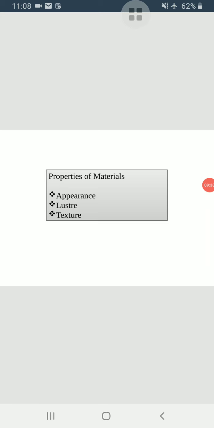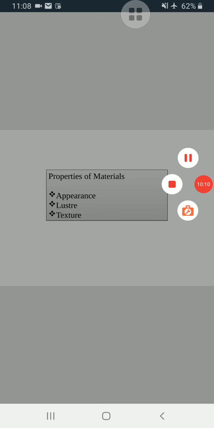The properties of materials decide what things we can make out of them. For example, we cannot make tools out of rubber as it is not hard, and we cannot make cooking utensils out of wood as they will catch fire easily. So all the materials have certain properties like appearance, luster, texture. We will discuss them one by one.